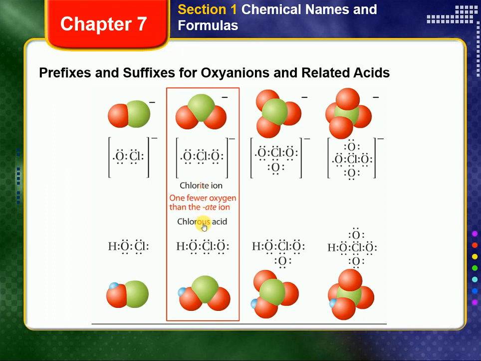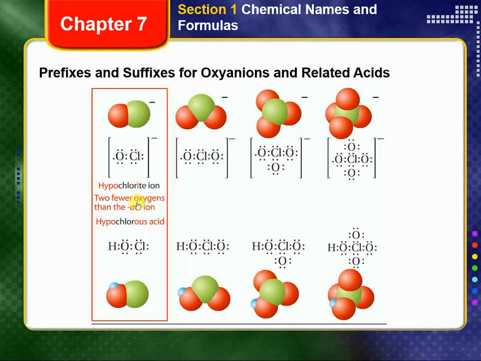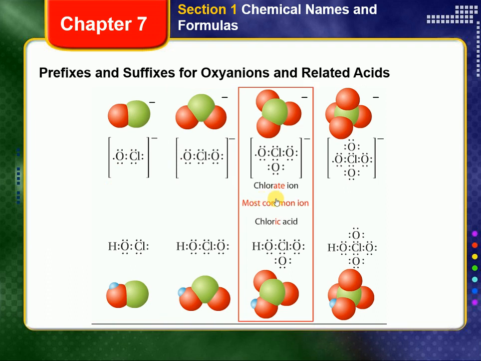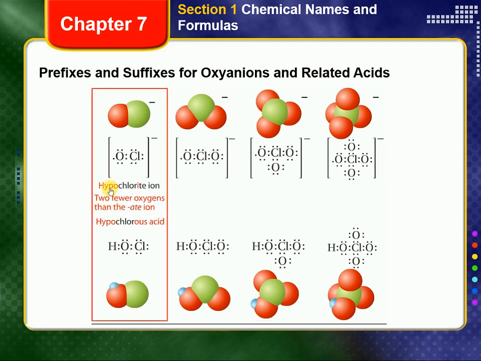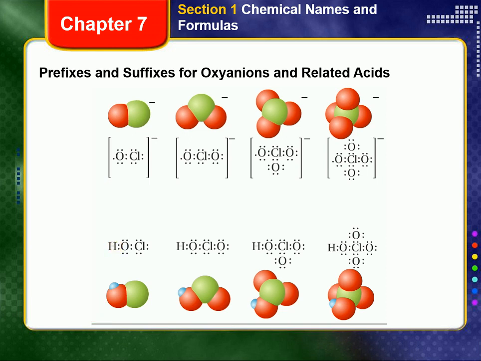Ite becomes ous. Now, we can go a little bit more extreme. We can take that chlorite ion and get rid of one more oxygen. So there's only one oxygen here, ClO. Now we have 2 fewer oxygens than the ATE ion, the chlorate ion. We call this the hypochlorite. And again, ite becomes ous acid. When we add the acidic proton, it's hypochlorous acid.